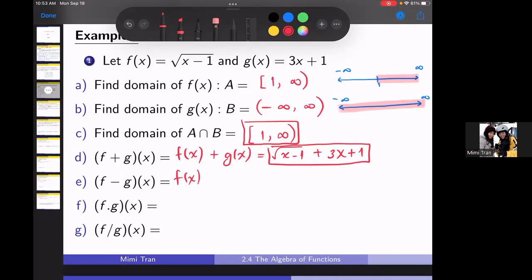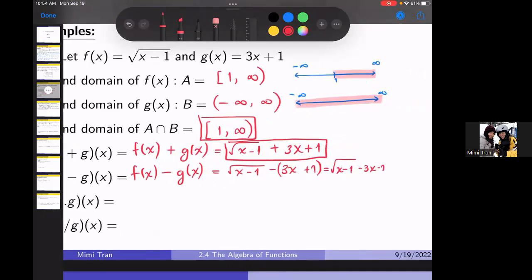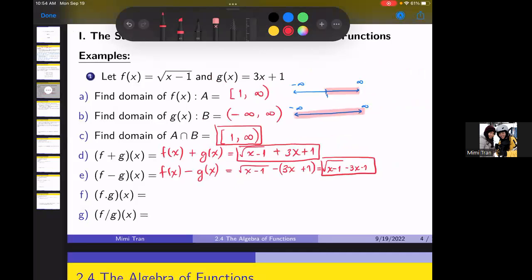The second one is f minus g of x. So I rewrite it as f of x minus g of x. Tell me, is it right or wrong? On the exam, maybe you panic and you write trying to catch up with math. So you write like that, right or wrong? If you write like that, you better have a parenthesis around it.